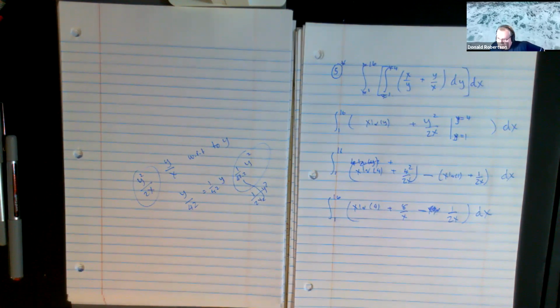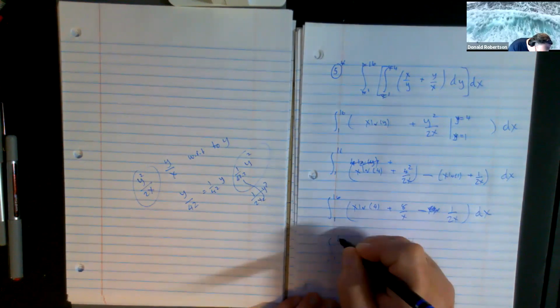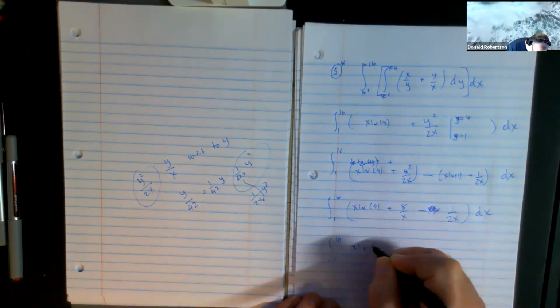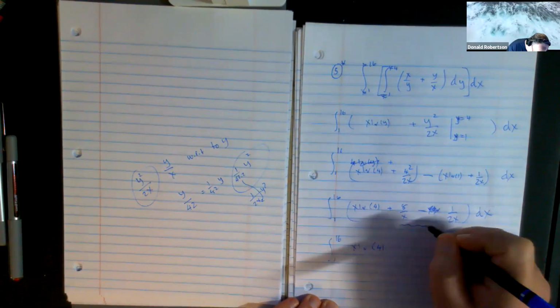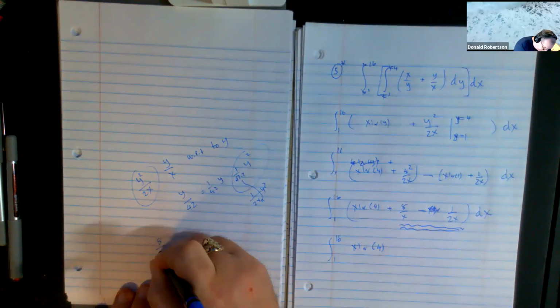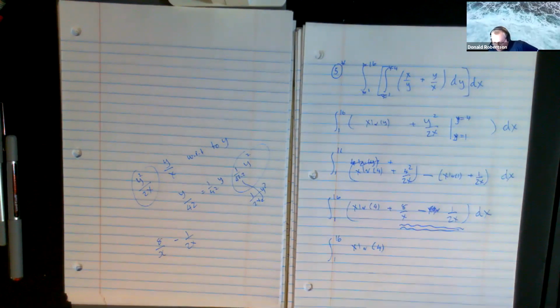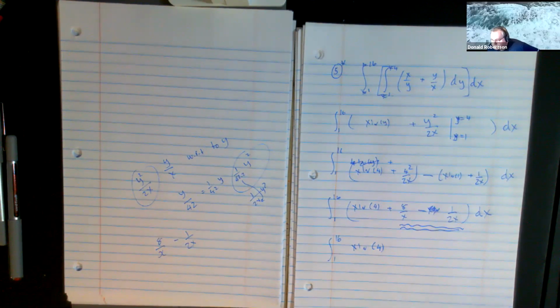Are we good? I have an 8 over x. I want to take away a 1 over 2x. I can tackle this question in 2 ways. The first way is that I could just leave them alone and integrate each one separately, and then figure out how to make the answer at the end look pretty. Great. Could do it that way.